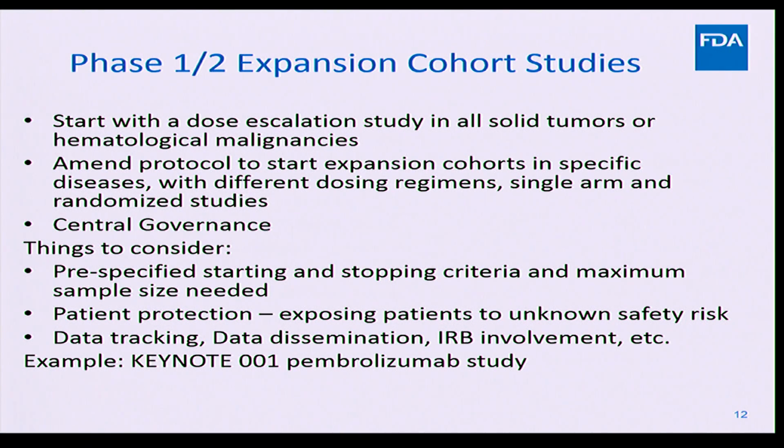So things to consider in these types of studies are you have to have pre-specified starting and stopping criteria. What is the maximum sample size needed? At any point you're expanding, what is your objective? Remember that these are still first-in-human studies which have been expanded to all these cohorts. So patient protection is of most importance in these studies, and exposing patients to unknown safety risk is what is at stake. So for these expansions, there has to be a threshold set up, a pre-planned adaptation of when you are going to the next expanded cohort.